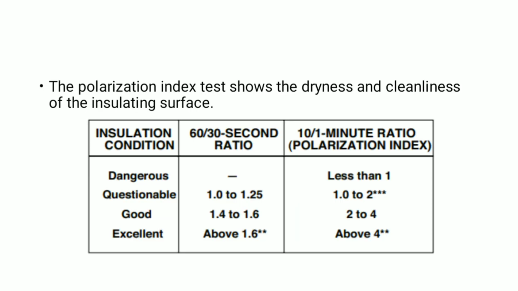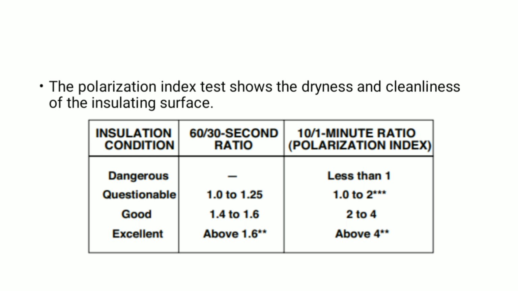Now the values we get after the calculations: if your polarization index is less than 1, the insulation is very dangerous for the operation. If your dielectric absorption ratio is between 1 to 1.5 and polarization index is between 1 to 2, the insulation quality is questionable. If your DAR is between 1.4 to 1.6 and PI is between 2 to 4, your insulation is very good. And if those values are above 1.6 and above 4, your insulation is excellent.